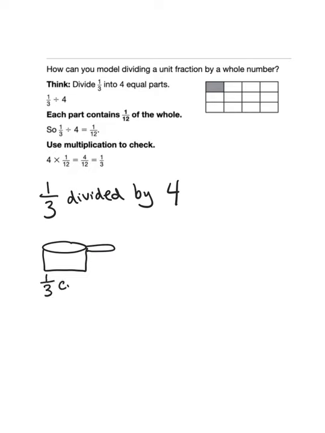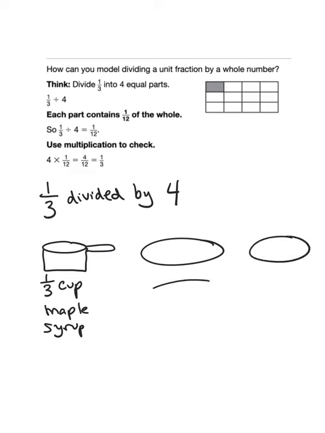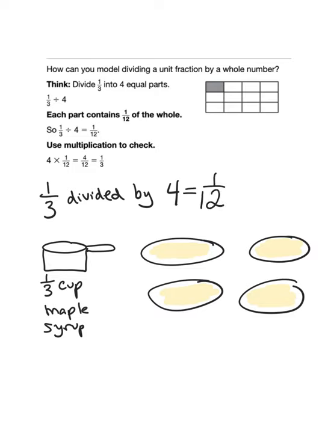Okay, so here's my maple syrup. I have 1/3 of a cup of maple syrup. And I've made 4 delicious pancakes. If I pour a little bit of this maple syrup onto my pancakes, will I end up with less than 1/3 of a cup on each pancake or more than 1/3 of a cup? Naturally, I'm going to have a smaller amount on each pancake once I divide it up. So 1/3 divided by 4 is equal to 1/12 of the whole cup.